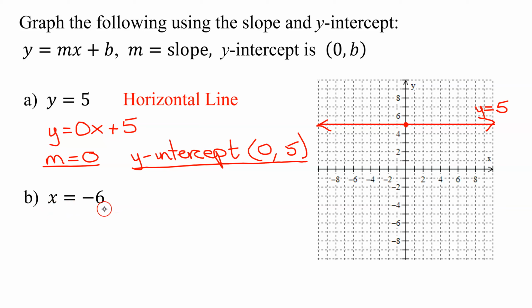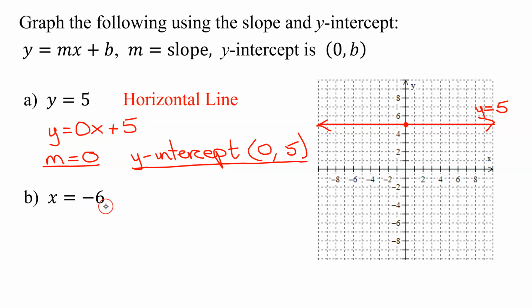X equals -6. Is it possible to write it in slope-intercept form as y equals something? No, that is not possible. There is no y term in my equation. So this is almost a trick question. We cannot use the slope and the y-intercept to graph b.